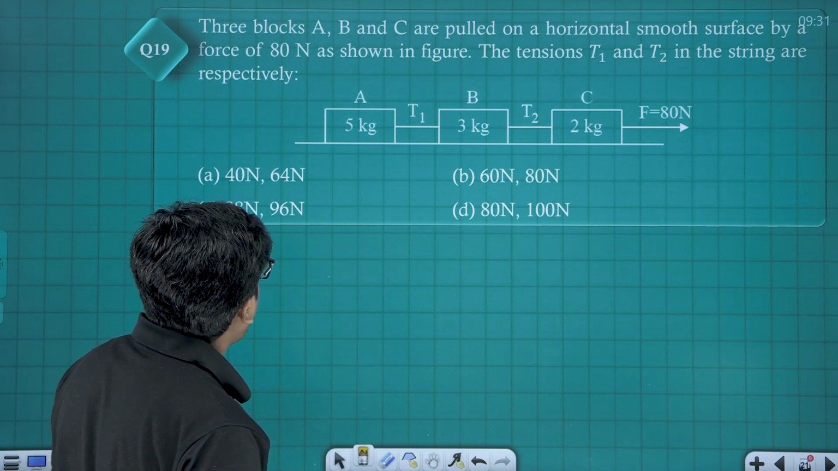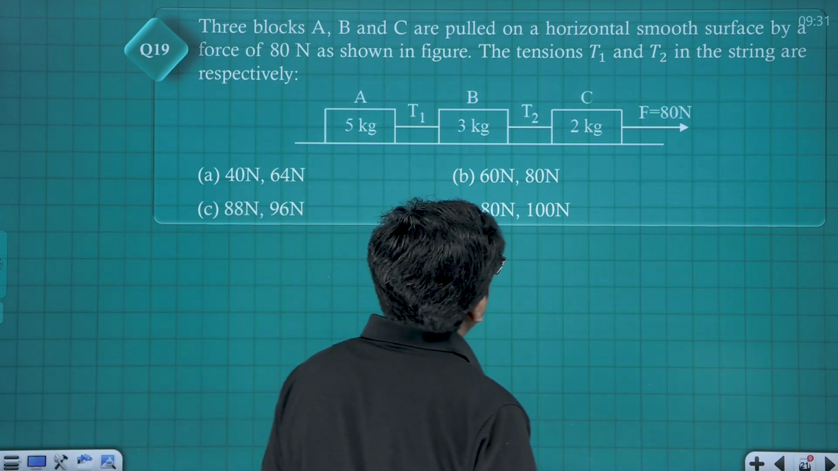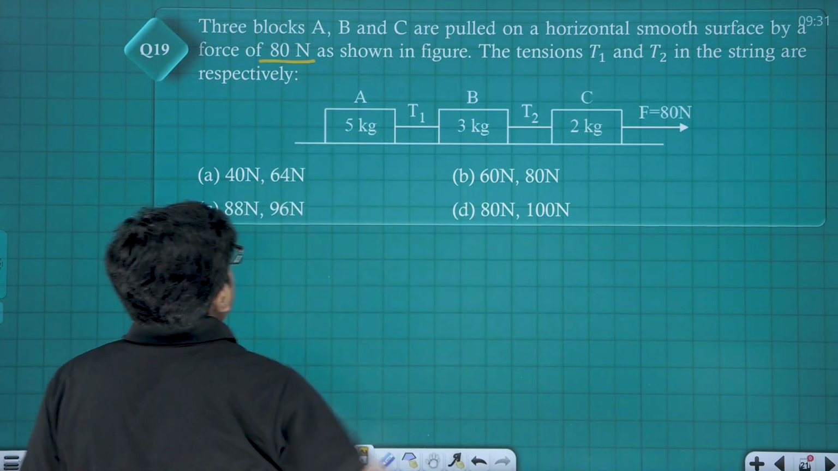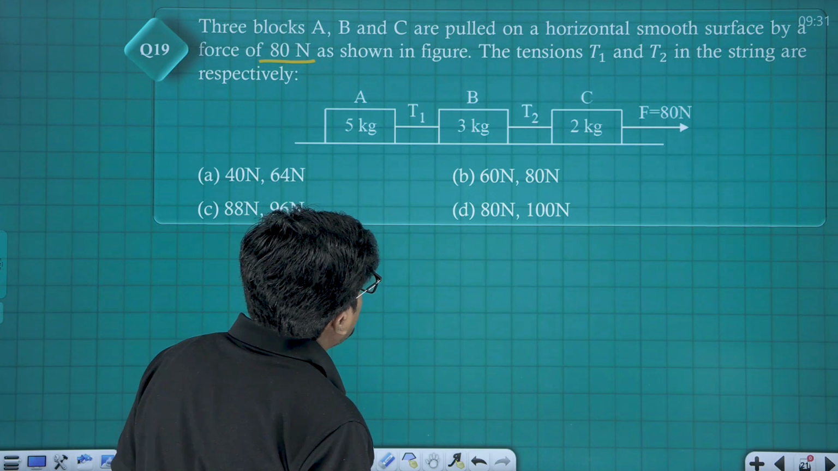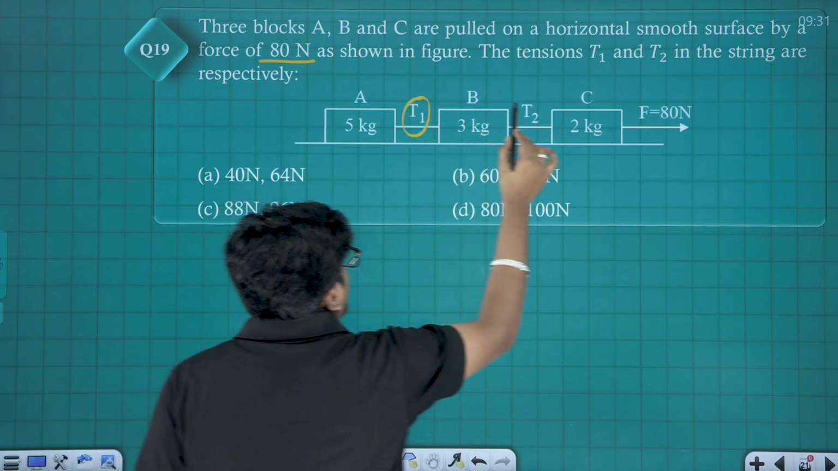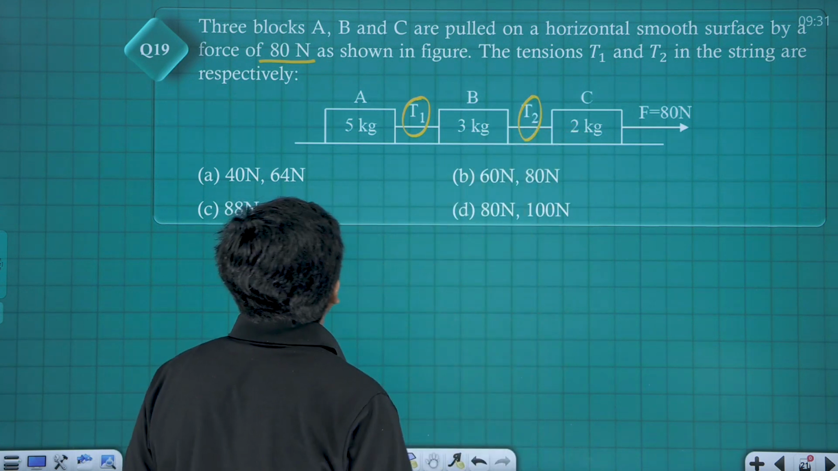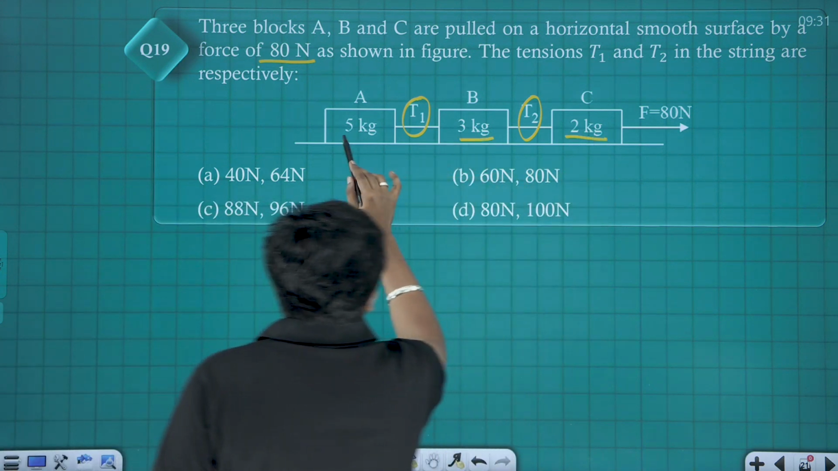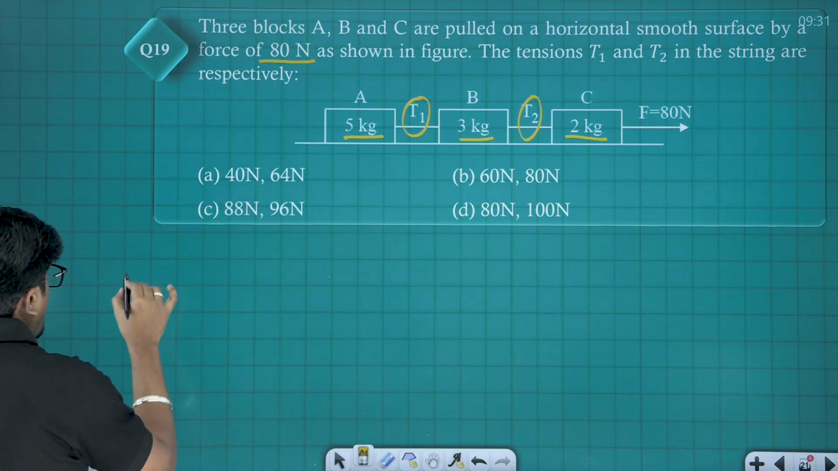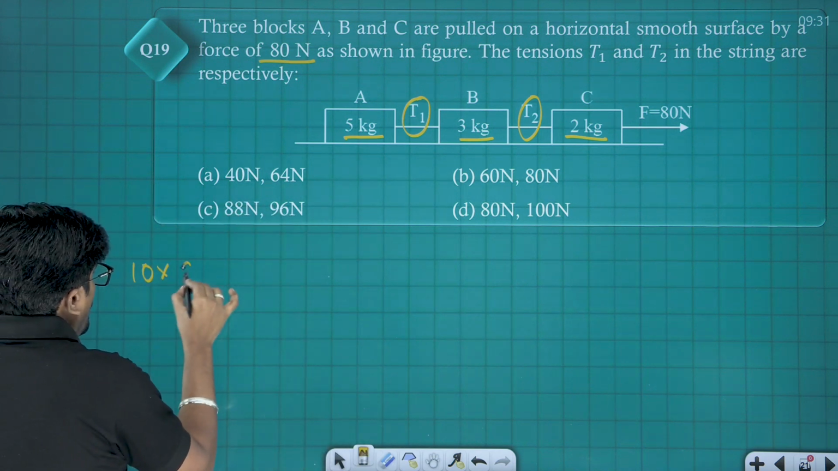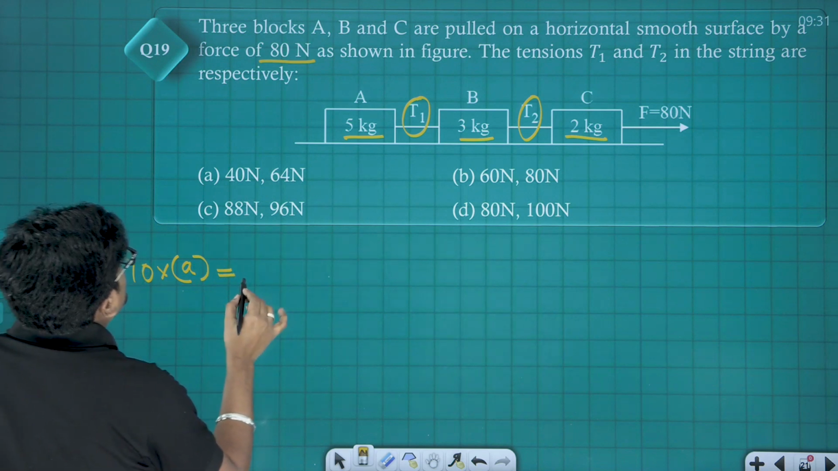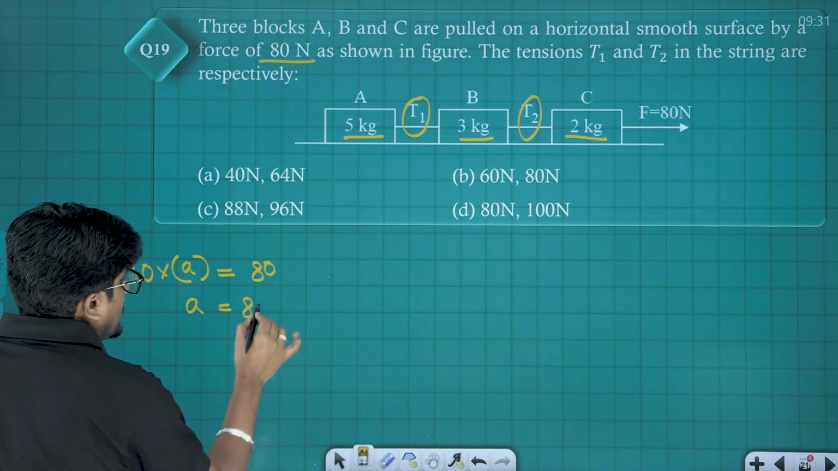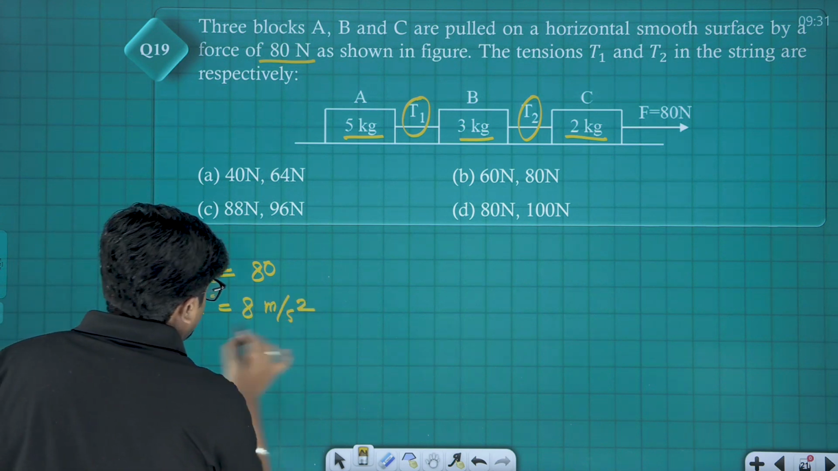The question says 3 blocks A, B and C are pulled on a horizontal smooth surface by a force of 80 Newton as shown in the figure. The tension T1 and T2 is, here this is T1 and here this is T2. Tension T1 and T2 is what we need to find out. So the total mass is 3 plus 2, 5, 5 plus 5, 10. The total mass is 10 kg. So 10 kg mass is going to move with an acceleration of a under the influence of force 80 Newton. So acceleration a is going to be what? 8 meter per second square.